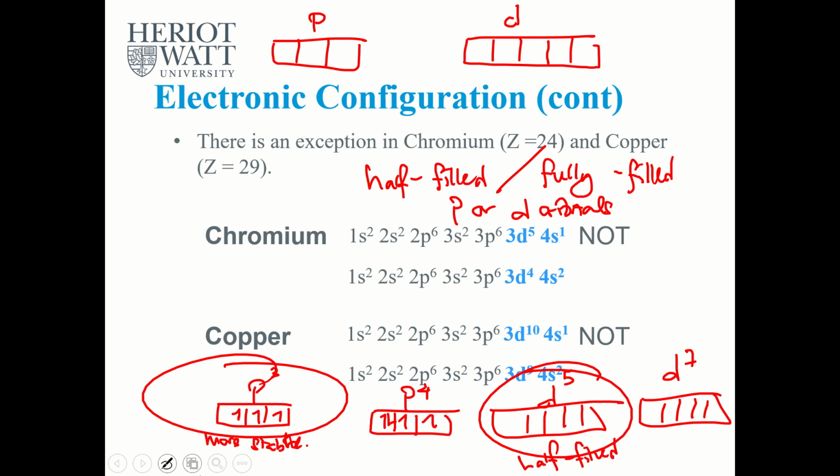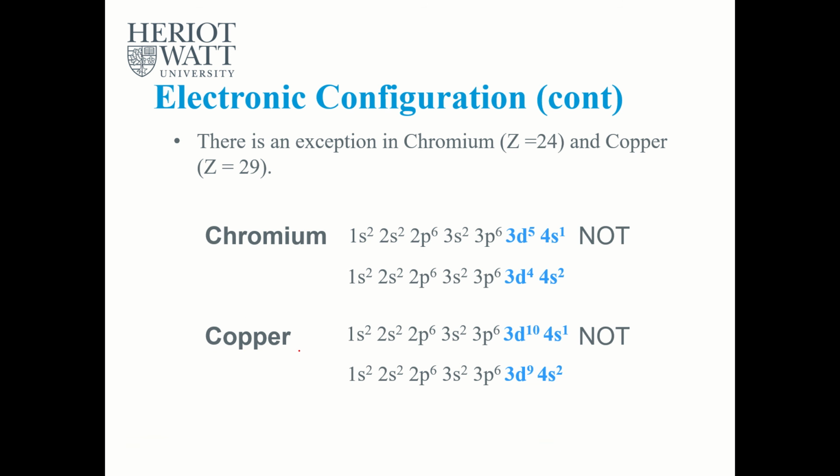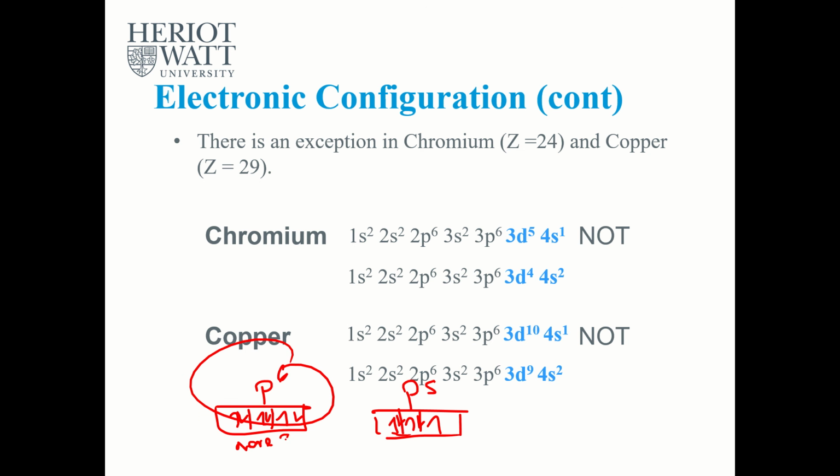Okay, now what if I have full fill? Yes, again, full fill also the same. The same case applies if you have full fill. Let's say I have p6, 1, 2, 3, 4, 5, 6, right? Compared to p5, 3, 4, and 5, with 1 unpaired. So which one is more stable? This is more stable.